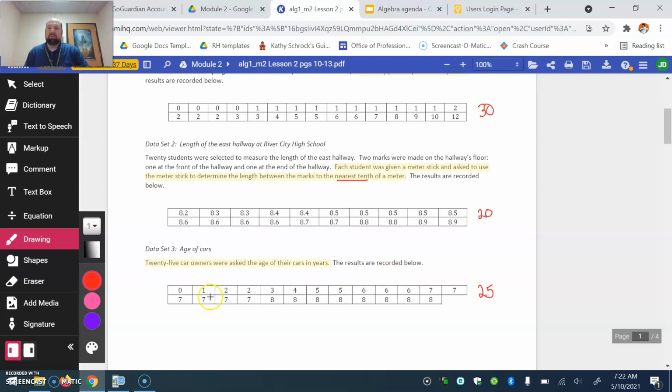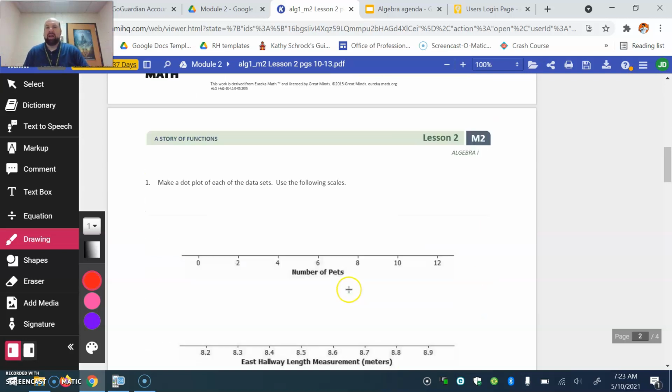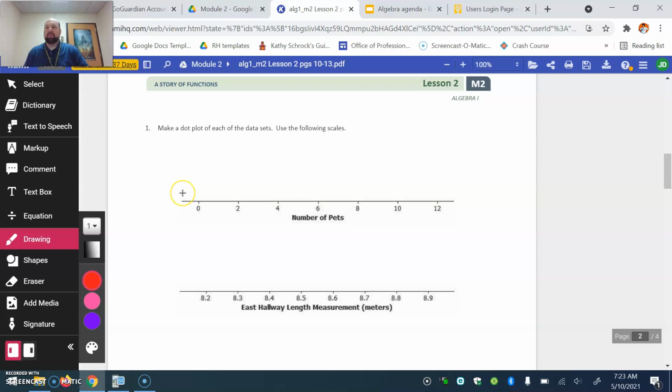And when talking about age of cars, some people might think, it's exactly 5 years old to this day. And then for one that's almost 6 years, somebody might still say it's 5 years old. So a year is a lot of time in between. So consider that. Okay, so we're going to make a dot plot for each of these.